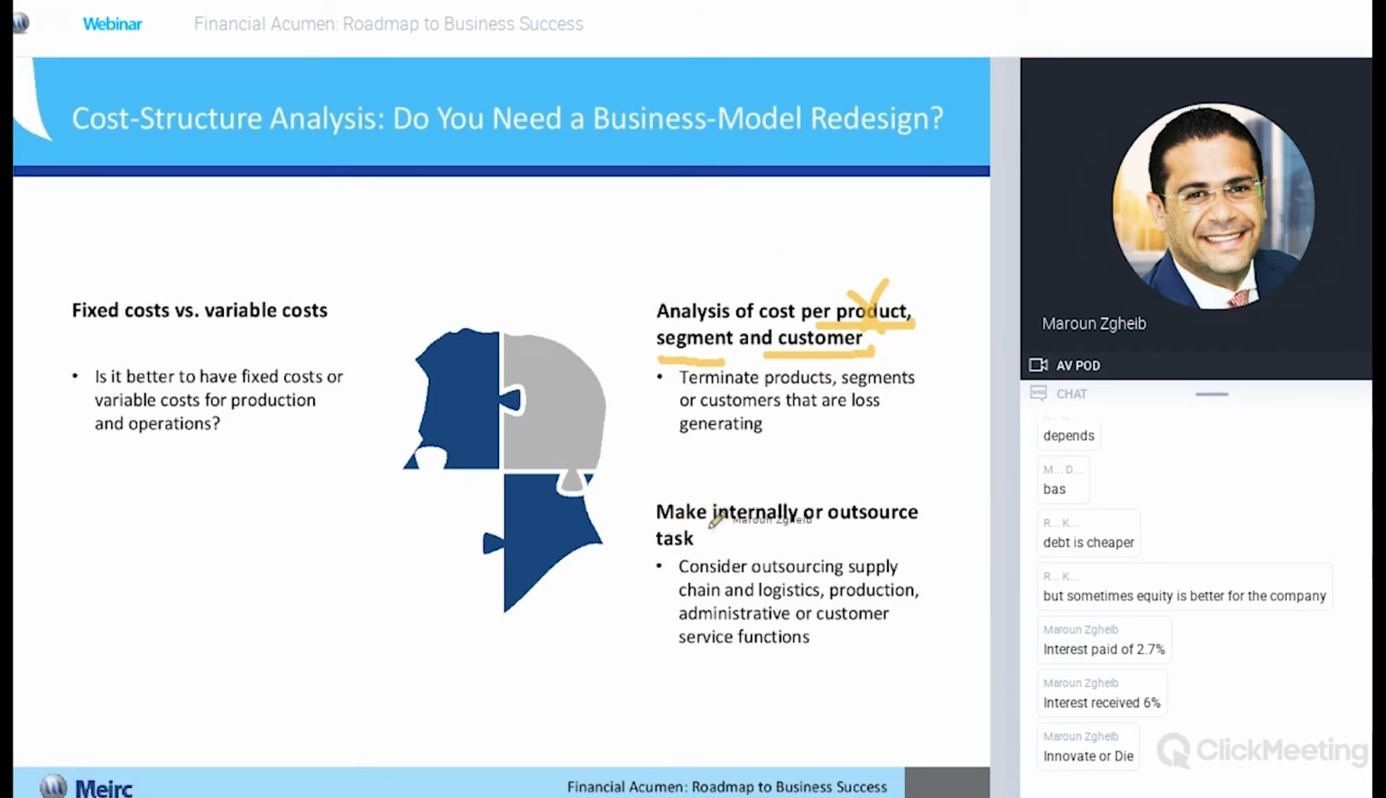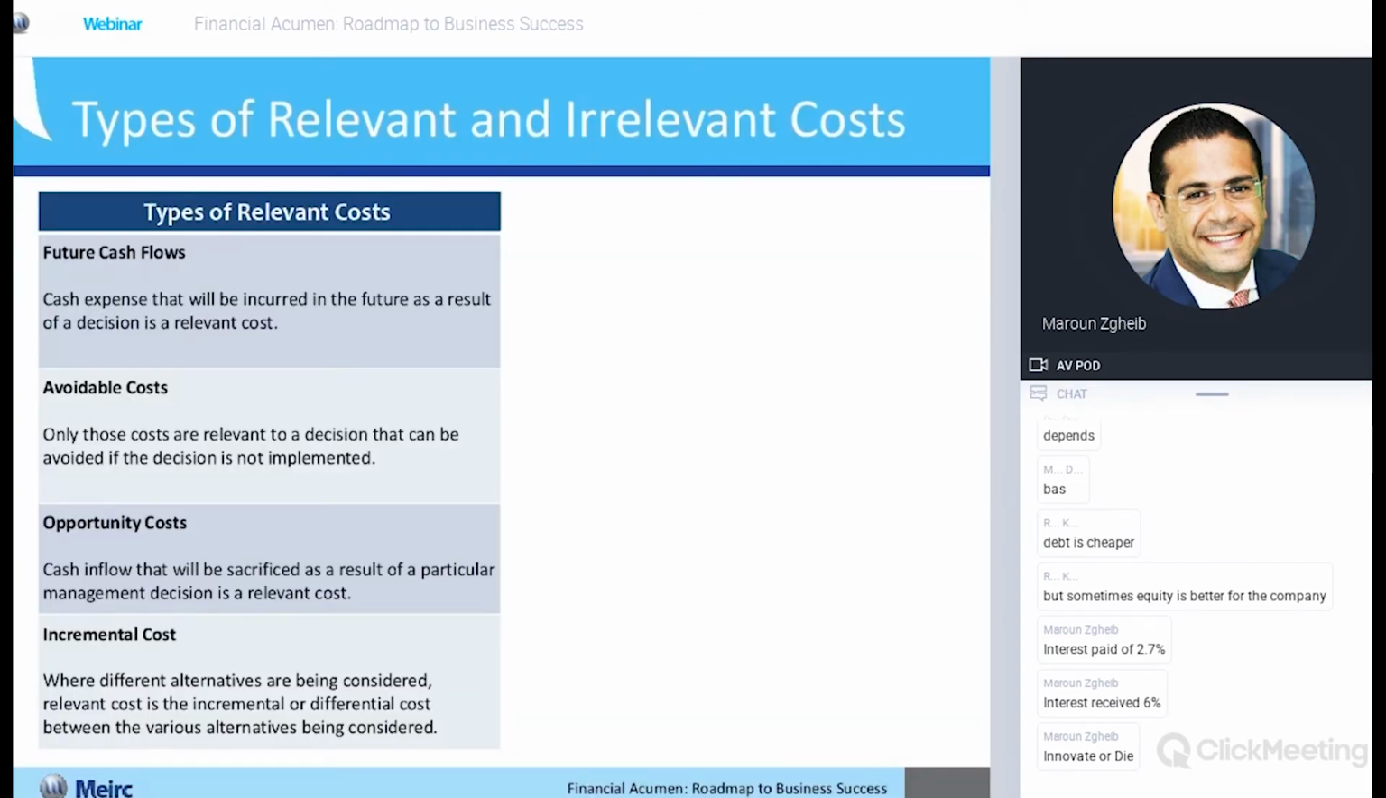Then you can make analysis about whether you make internally or you outsource. Payroll department. Would you outsource the payroll function or have it internally? For example, let's assume that you need a component for the production of an equipment. Do you produce it internally or do you outsource it from outside? Those are the types of decisions that you can make when you possess proper financial acumen.